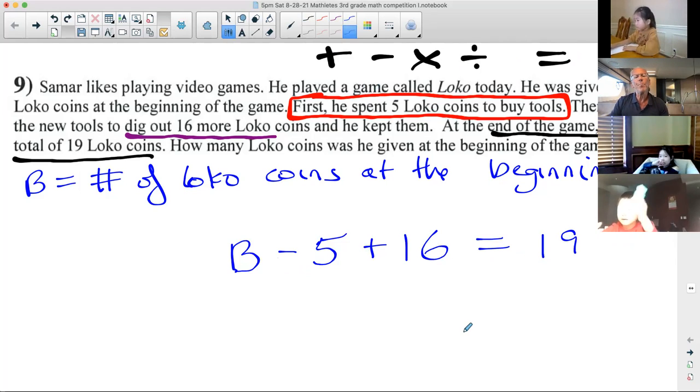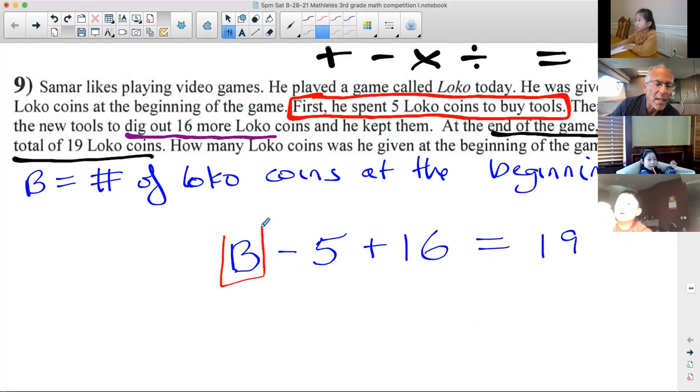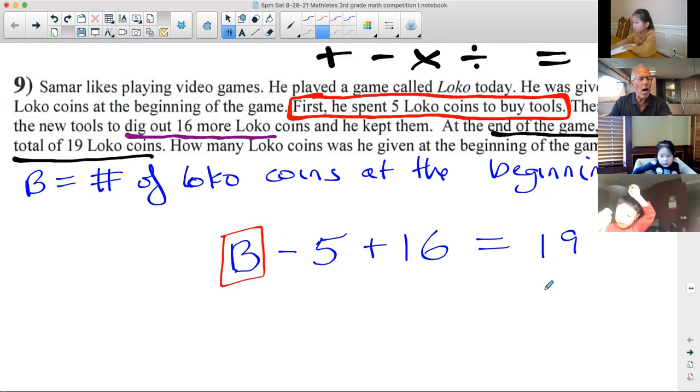Now, the big question is, what do you think is the value of B? How many coins did he have at the beginning? Who has an idea what we should do first? You have this beautiful equation in front of you. What do you think we should do first, guys? I'm going to ask Catherine. Catherine, of all the things we could do here, what do you think we should do first?